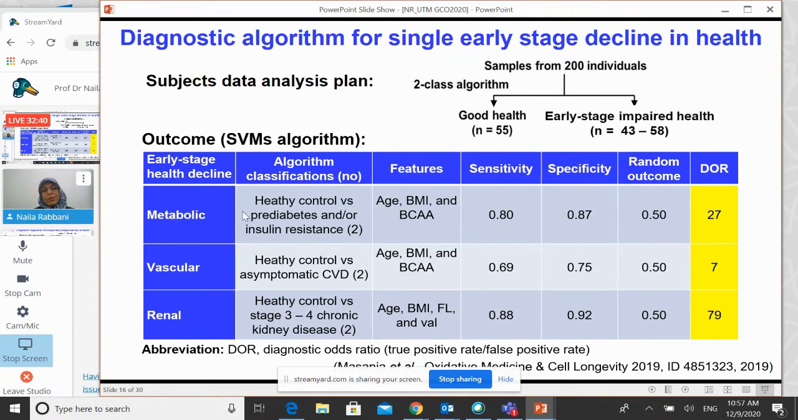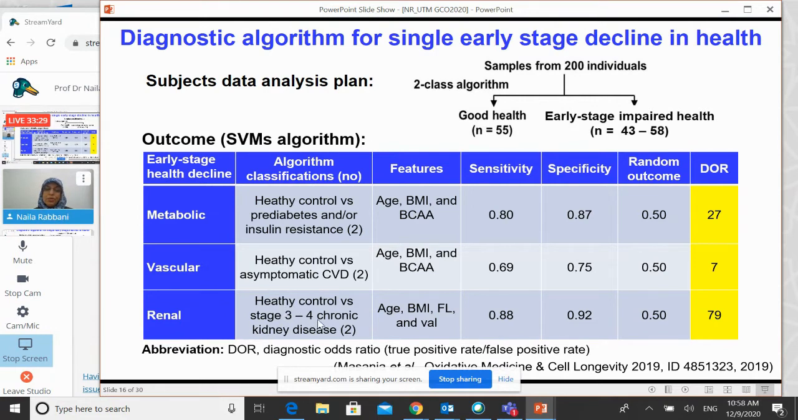So for metabolic health, healthy versus pre-diabetes, the features which gave the best algorithm were age, BMI, and branched-chain amino acids. This gave the sensitivity 80%, specificity 87%, and the diagnostic odds ratio was 27, which is pretty good for very early detection, separating healthy versus the pre-diabetics. For vascular, again, healthy control versus asymptomatic CVD, the same features gave the best algorithm with diagnostic odds ratio 7.